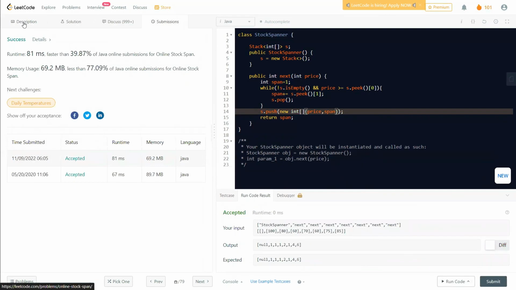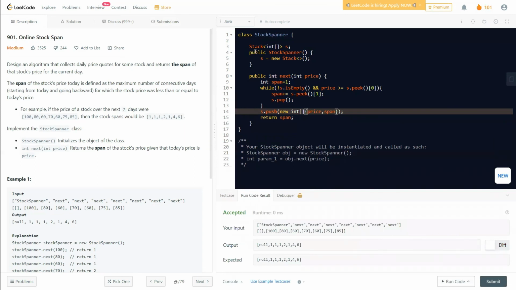So there we see that this works pretty well for us. How we solved this is we took a stack which contains an integer array within it. Fine. Now what we're doing is we just initialize this stack with a constructor call. You can see that whenever this StockSpanner constructor is called, it will get initialized. So that's a condition to check whether we have created a proper object of this StockSpanner class or not.